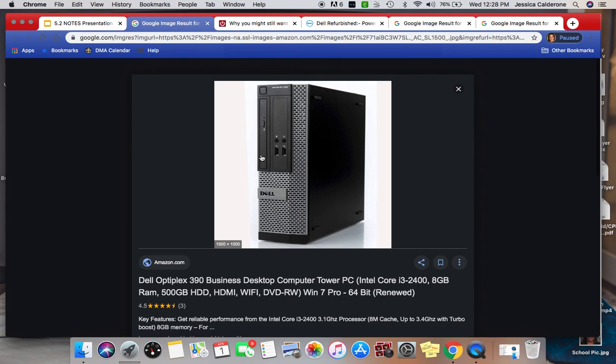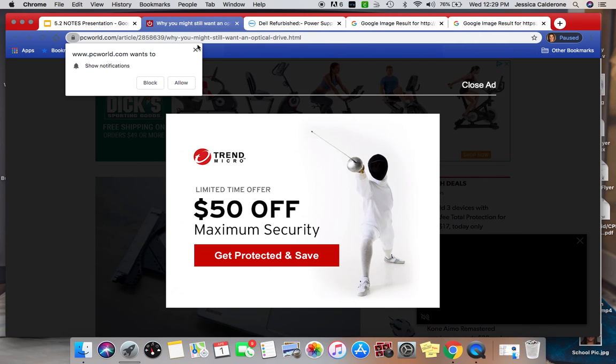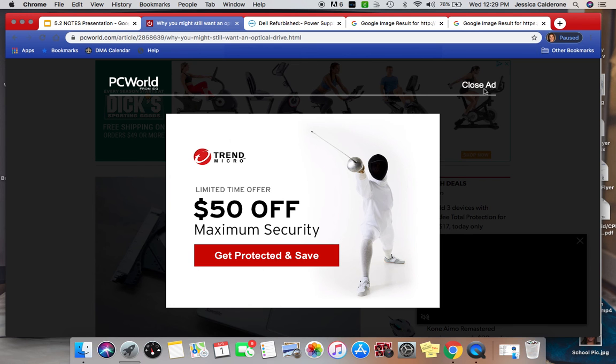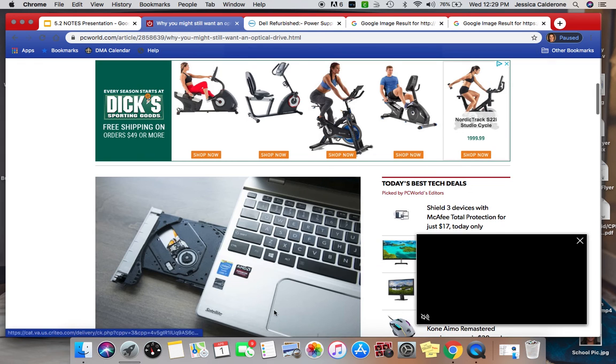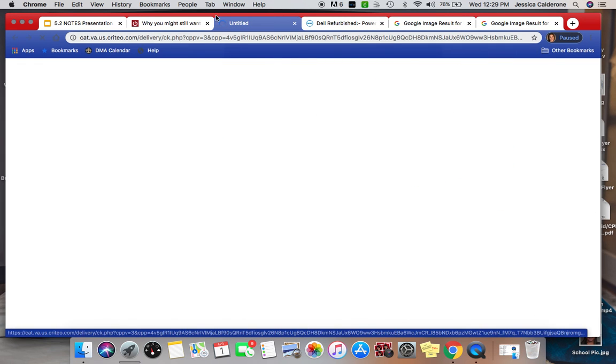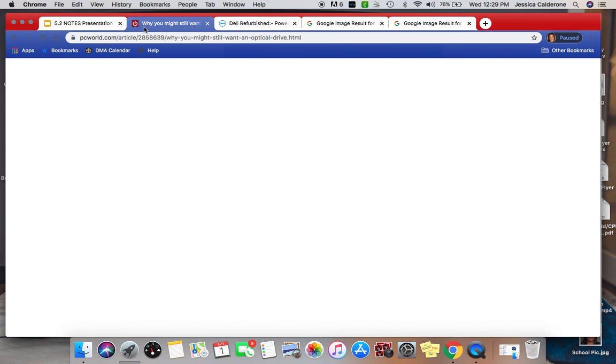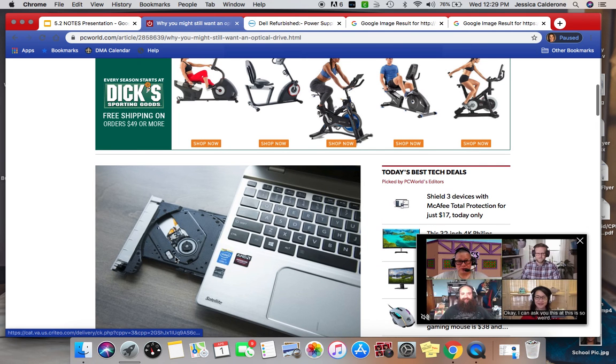Here is what the optical drive will look like on a computer desktop. So this is the actual computer we have at school. So here is the optical drive, where you put the CD in or the DVD. Okay, on a laptop, close that. Here is the optical drive. Okay, that's where the CD, DVD drive, also known as the optical drive.